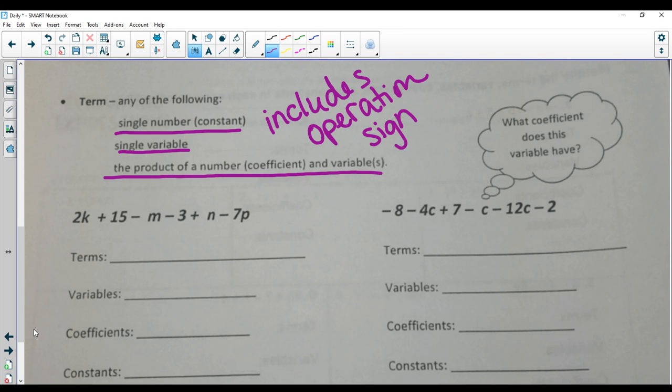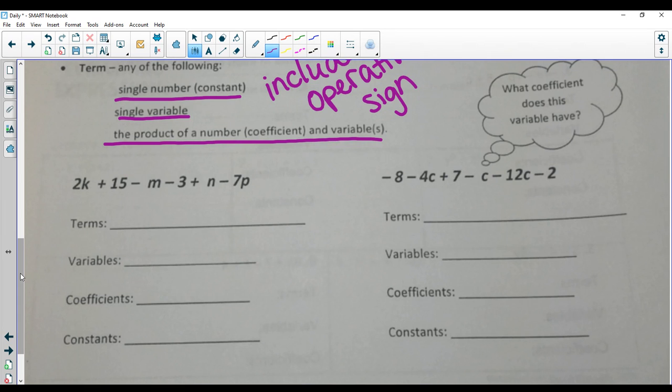So if you have a variable, you don't have to have a number next to it? No. Sometimes it can be just x plus 2 equals 10. You don't always have to have a number next to it. Or it can just be x equals 5.